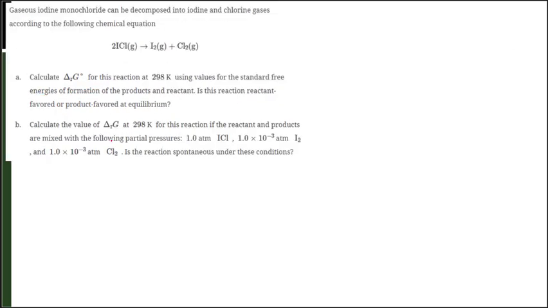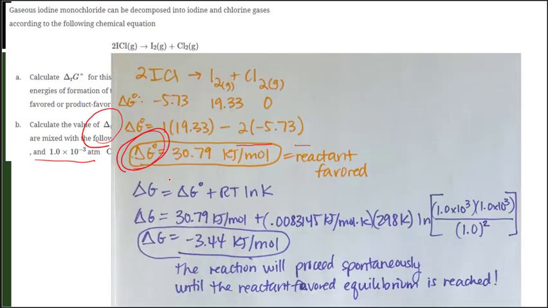Then it wants us to calculate the value of Gibbs's free energy for this reaction if my reactants and products are at values that are different than standard conditions. So it's different than 1 atmosphere. So I would take my Gibbs's free energy that I just calculated and plug it into this equation to find Gibbs's energy at a non-standard state. So my 30.79 that I just found plus my R, again I need it to be in kilojoules or I need that to be in joules, times T times the natural log of K.